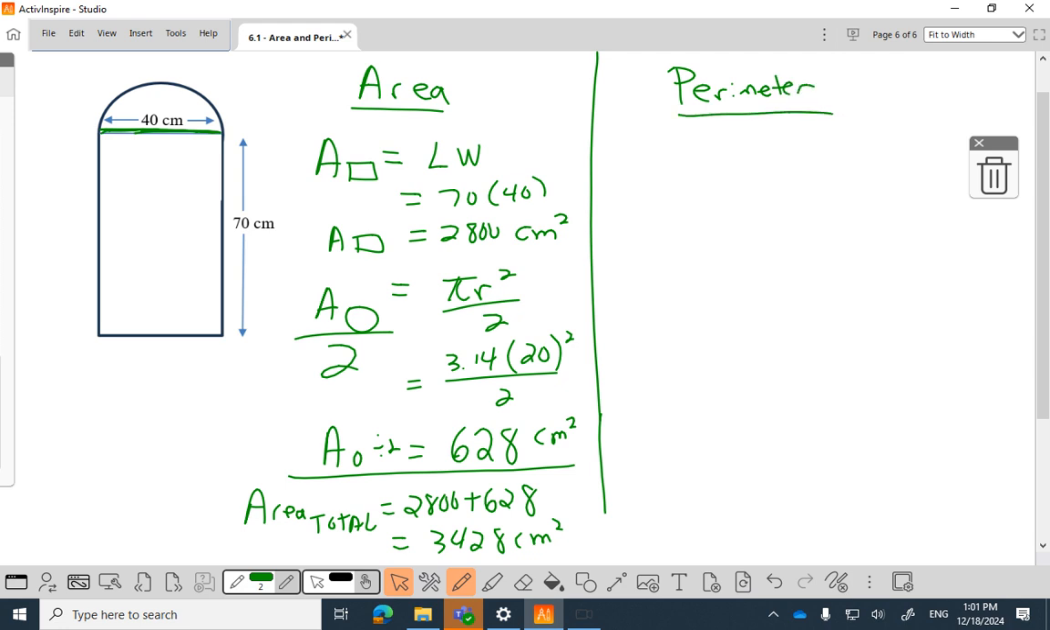Okay. This isn't going to be too bad except the half circle. Let's do that first. Half circumference. What was circumference again? Pi times d, yes? But divide that by 2. So 3.14 times the 40 divided by 2.